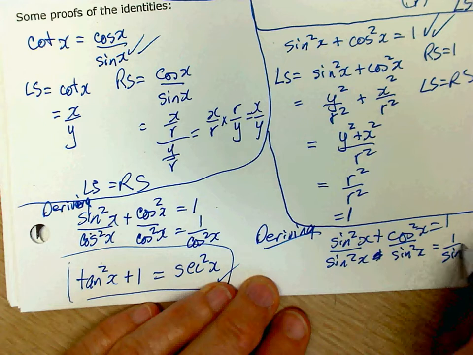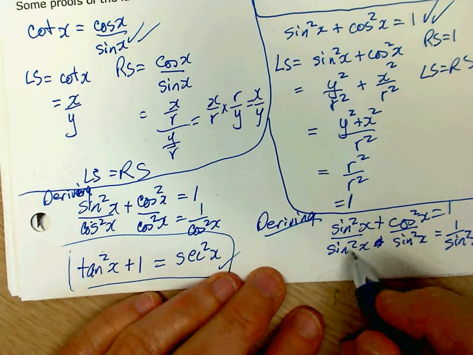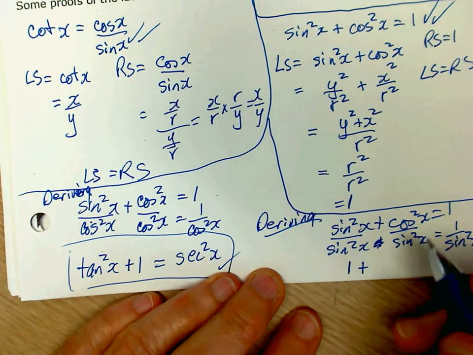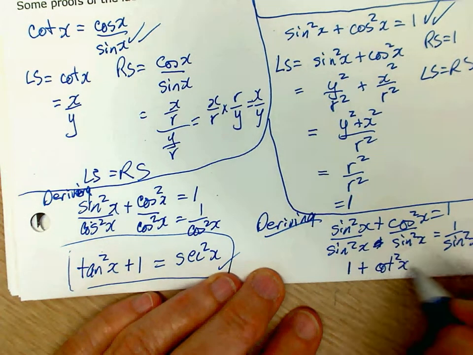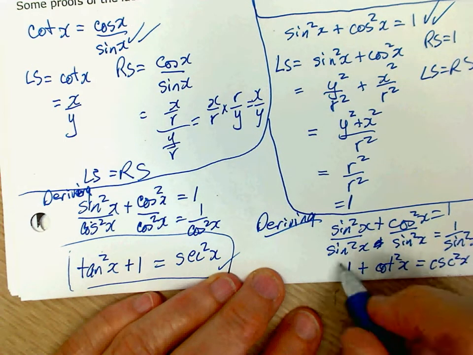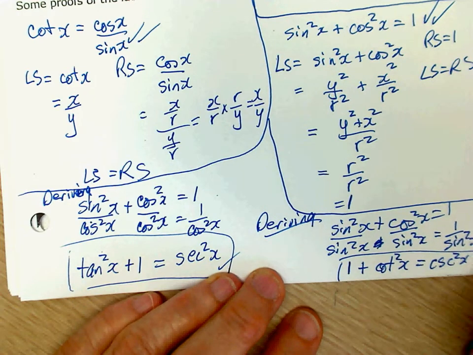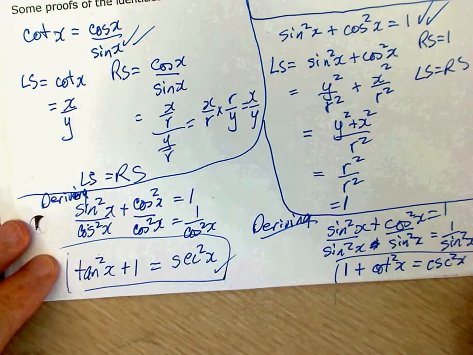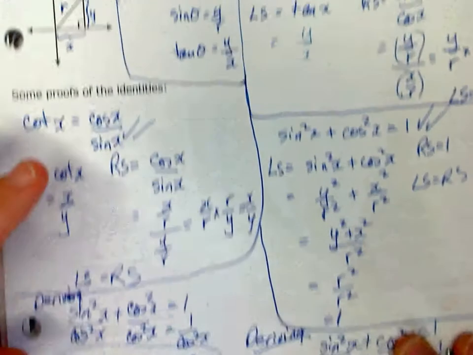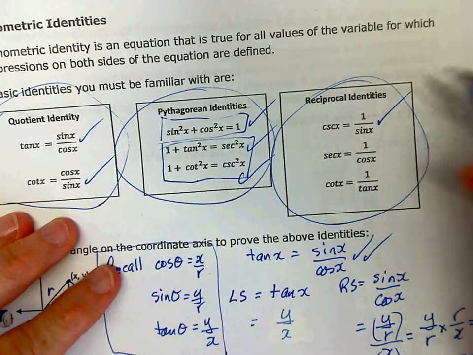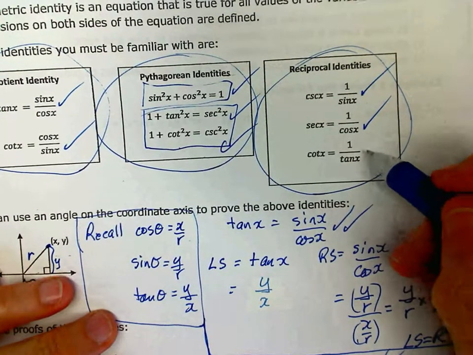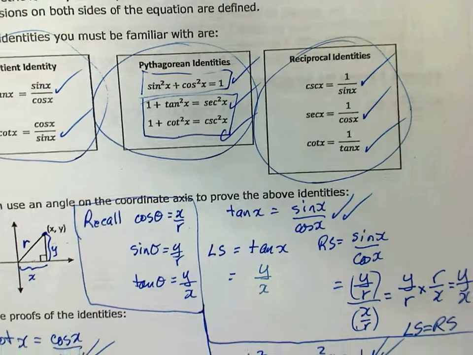Can you see that sine squared x divided by sine squared x is 1? Cosine squared x over sine squared x is cotangent squared x, and that equals cosecant squared x. So there, I got the third Pythagorean identity, right? Cosecant is the reciprocal of sine, secant is the reciprocal of cosine, cotangent x is the reciprocal of tan. These are reciprocals of each other.